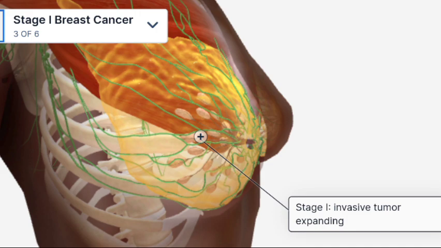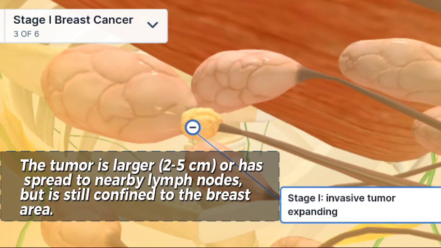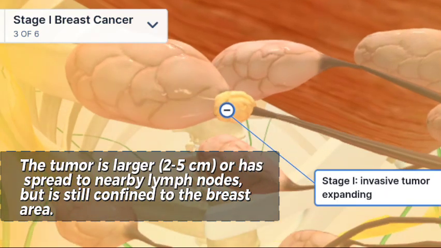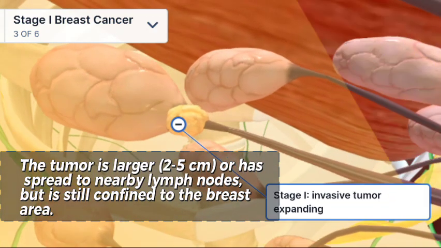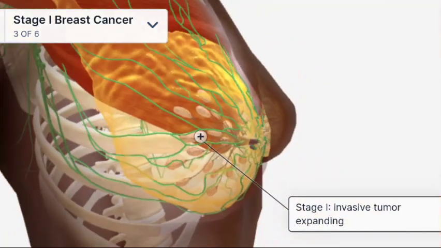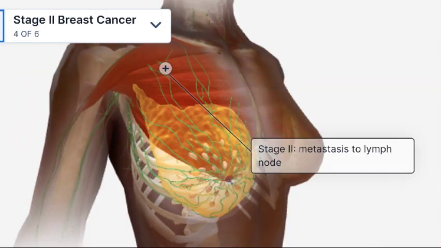What's happening here? Well, take a deeper look. What do you notice about the tumor? Well, you can see that it has slightly increased in size. Moving on to the next stage, which is stage 2.